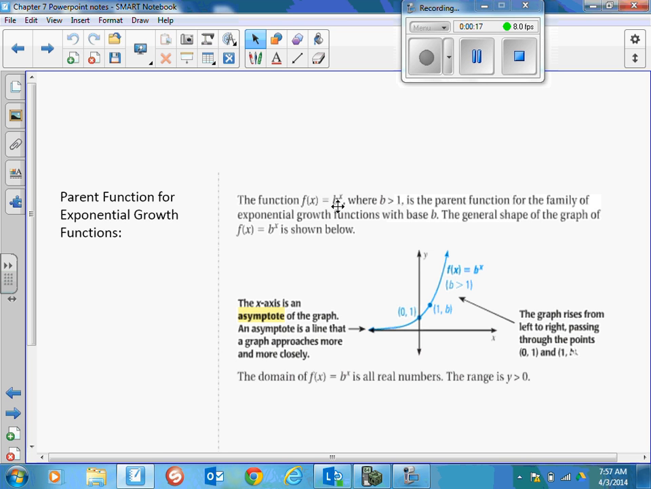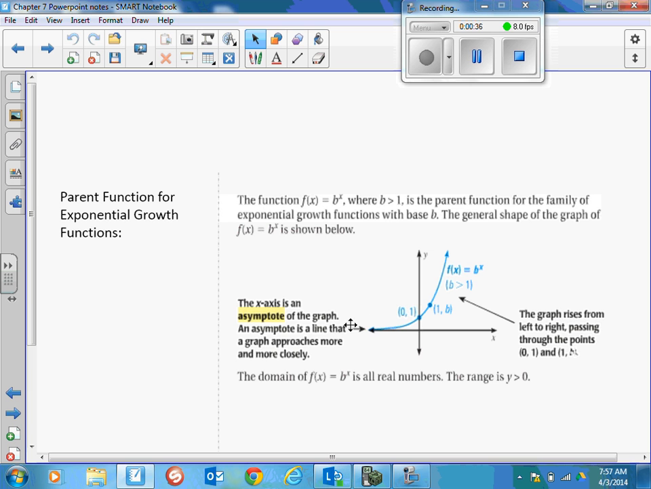So whenever you have an exponential function and b is greater than 1, you'll have a growth function, which means the graph will rise from left to right. It's the parent function for the family of exponential growth functions. So this is before you do any transformations where you move it up, down, left, right.